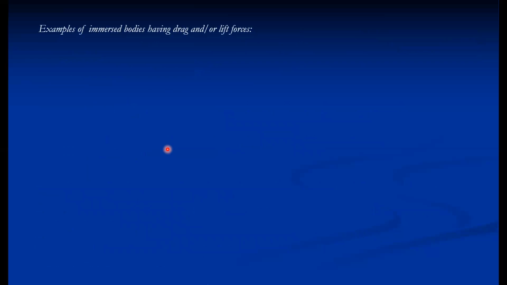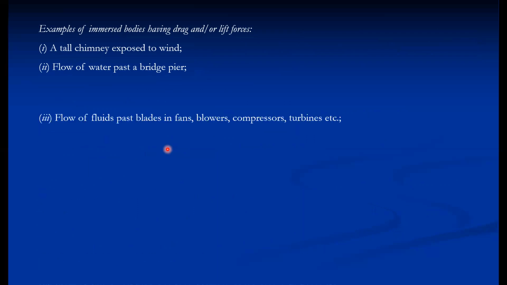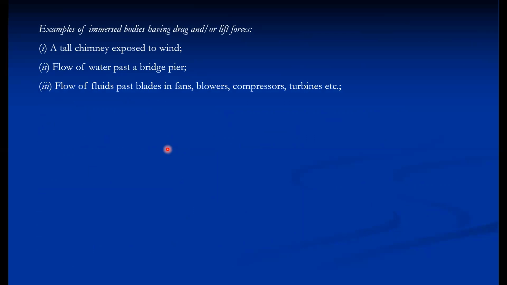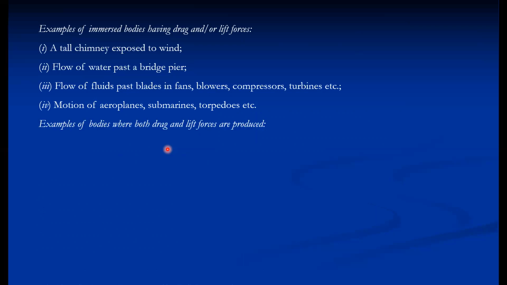There are some examples of immersed bodies having drag and lift forces. A tall chimney exposed to the wind. Already we have given diagrammatic examples, but these are some examples which experience drag and lift force. A tall chimney exposed to the wind. Flow of water past a bridge. In both cases drag forces are experienced. Flow of fluid past blades in fans, blowers, compressors, and turbines. Because of the drag force, power is generated. Motion of aeroplanes, submarines, torpedoes, etc.